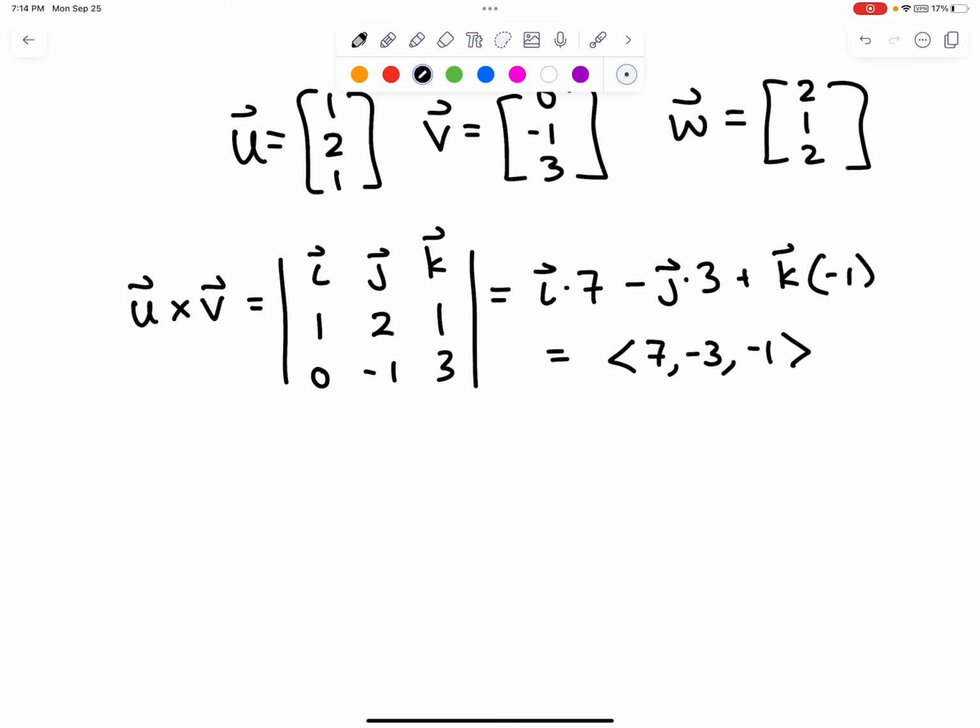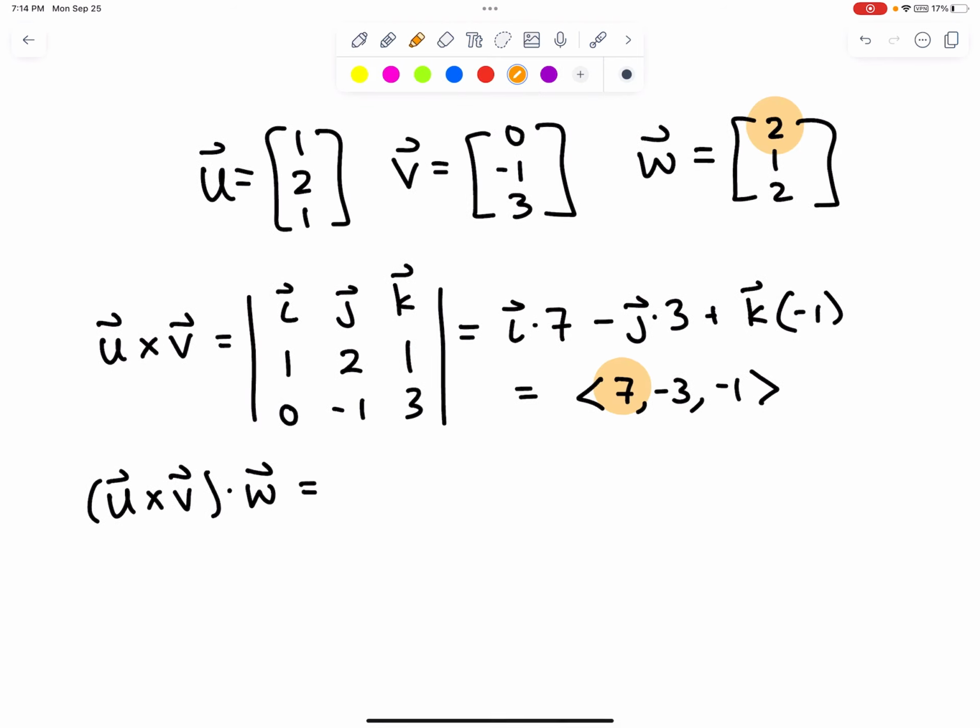And now let's dot this with w. So we're going to multiply these entries and get 14, then multiply these entries and get negative 3, and then multiply these entries and get negative 2. And combining these results, we get a 9.